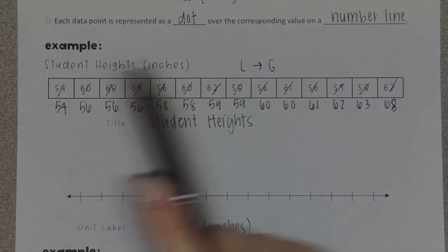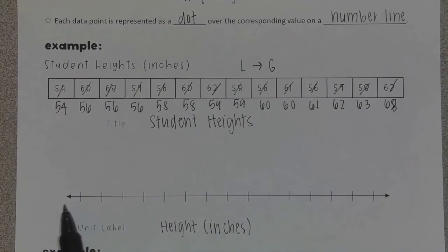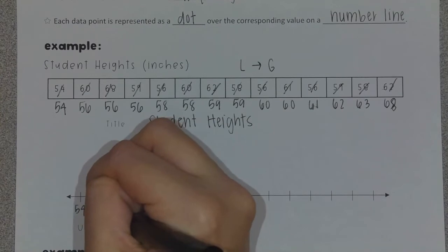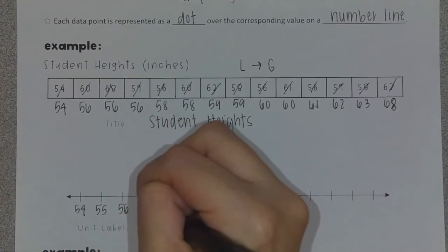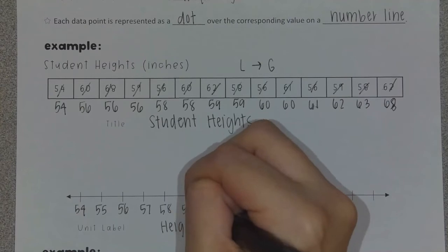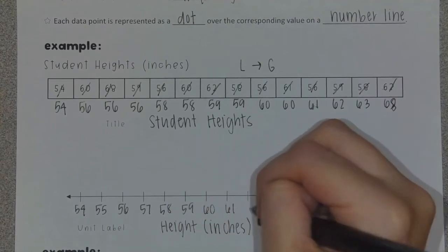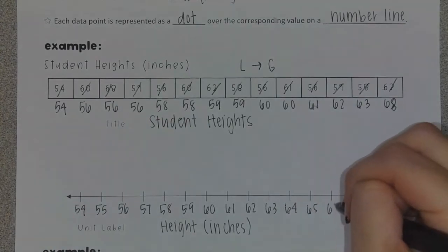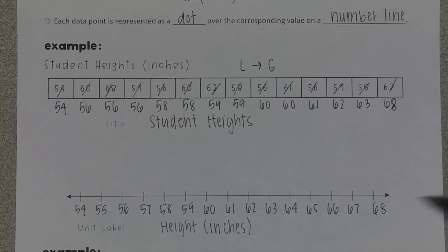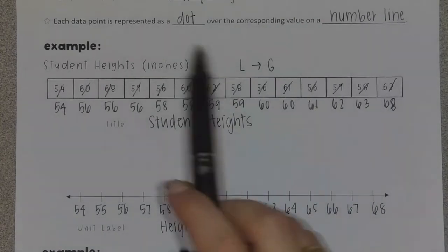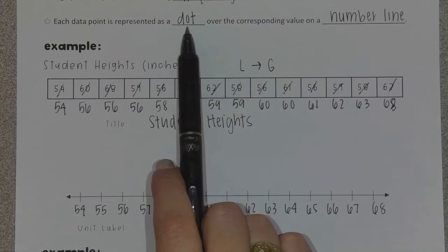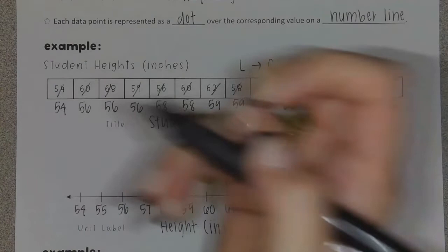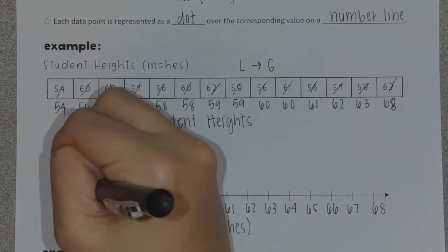So it looks like my smallest is 54, my biggest is 68, and I believe that I gave us enough numbers down here, so let's make sure. So that would be 54, 55, 56, 57, 58, 59, 60, 61, 62, 63, 64, 65, 66, 67, perfect, 68. Okay, so again, each data point is going to get a dot over the corresponding value. So the number 54 shows up one time, so there's one dot over the number 54.